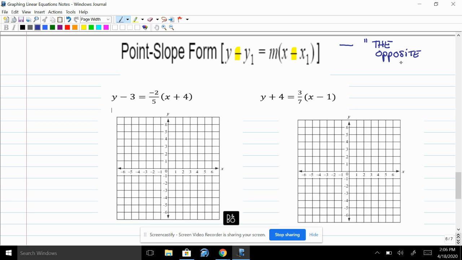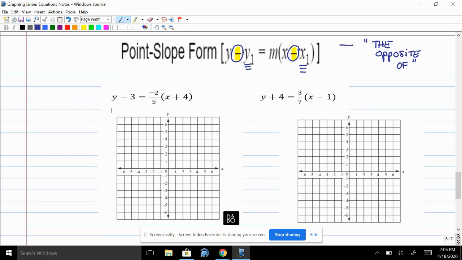So what they're telling us is whatever number is in this spot and in this spot, we are going to use the opposite of that number. The opposite of that number. So you got to be careful when you're looking at your numbers. Let me explain to you what that means as far as an actual problem.